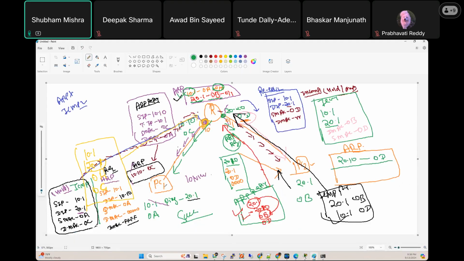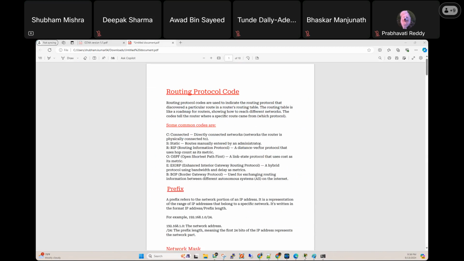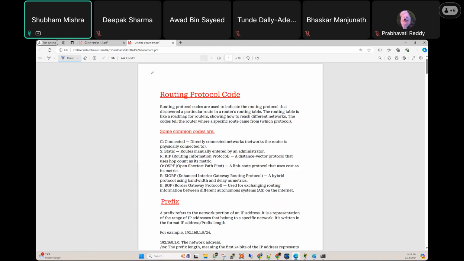So this is the basic thing about the routing. Now, I'm opening this one. Why? The first thing is about the routing, guys. This is the basic thing you need to understand. I hope this is visible to all of you, right? The first thing is routing protocol code.